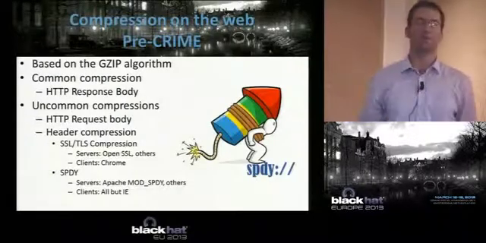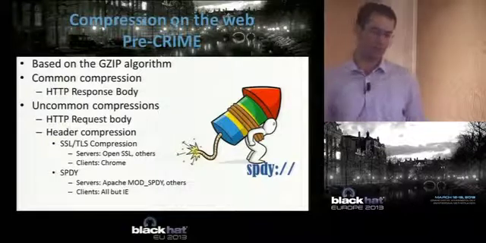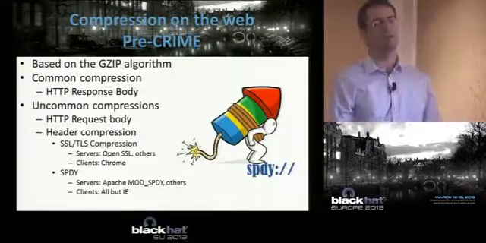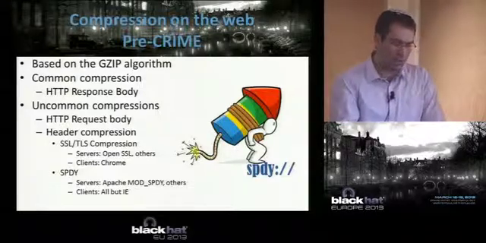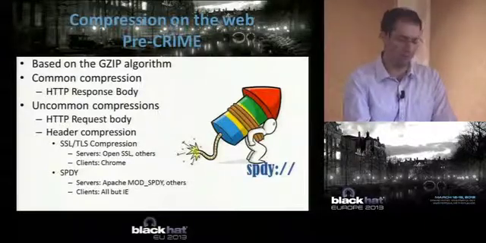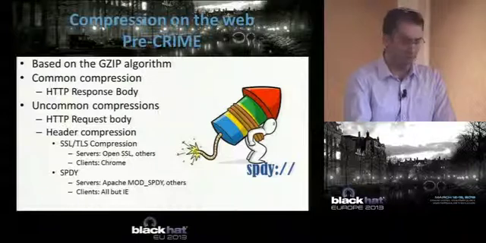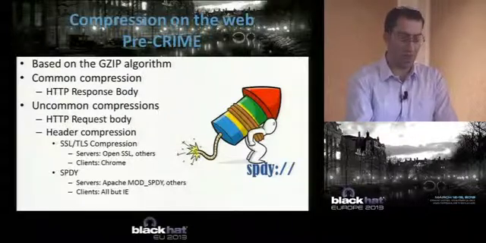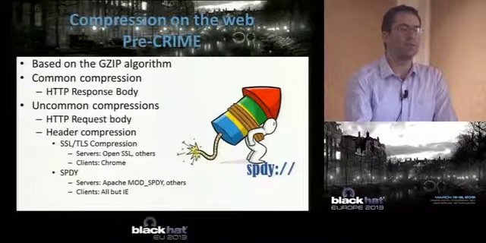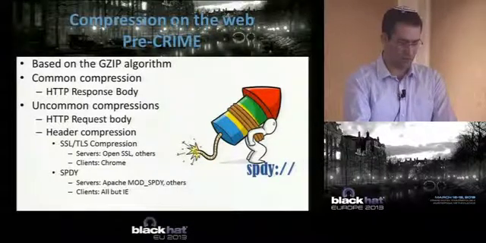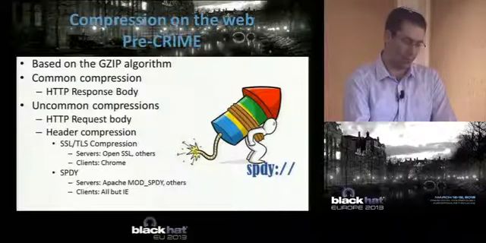So let's start with talking about compression over the web, and this is the state it was in prior to the CRIME attack. Compression over the web is based on the gzip algorithm, and the common compression is the compression of the HTTP response body. Most of us, when we think about HTTP compression, think of the HTTP response body compression.